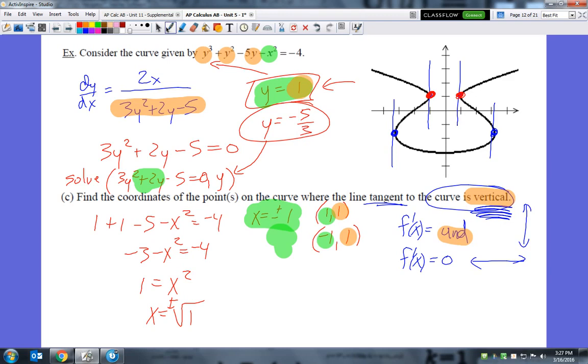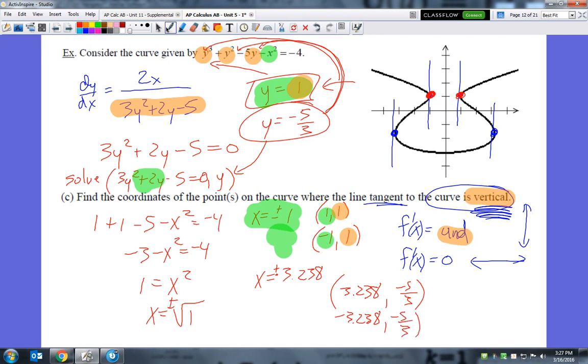Okay, so you do the same thing, plugging in -5/3 and all these y values, and you can use the calculator to do the solve feature. When you solve for those, you should get x's equal to plus and minus 3.238. So those points become 3.238 and -5/3, and then negative 3.238 and -5/3. And those 2 points would be here and right here. Okay? So my answer is the final coordinate points on the curve where it's vertical will be these two right here and these two right there.